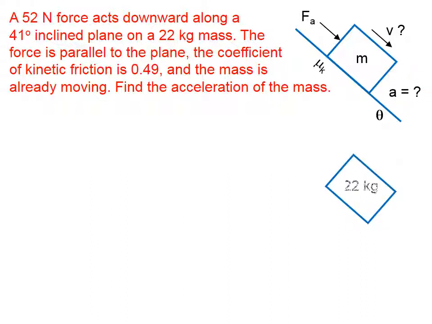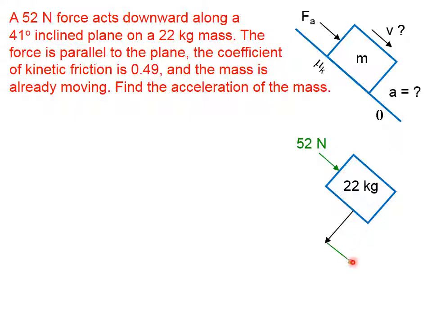So let's draw a free body diagram. There's our 22 kilogram mass. There's our 52 Newton force. Any mass, of course, has a weight equal to m times g. So if I were to draw an m times g vector on this free body diagram, it would extend from here to there, and it would have a magnitude of m, 22, times g, 9.81.